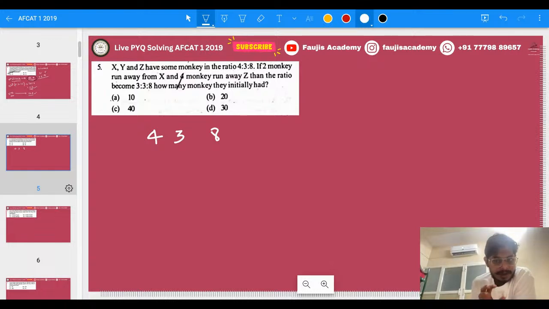The clue over here lies in the summation. Can you guess the total number of initial monkeys that we have? X, Y, Z have some monkeys in the ratio 4 is to 3 is to 8. If two monkeys run away from X and four monkeys run away from Z, then the ratio becomes 3 is to 3 is to 6. How many monkeys are there initially? What do you guys think could be the answer?